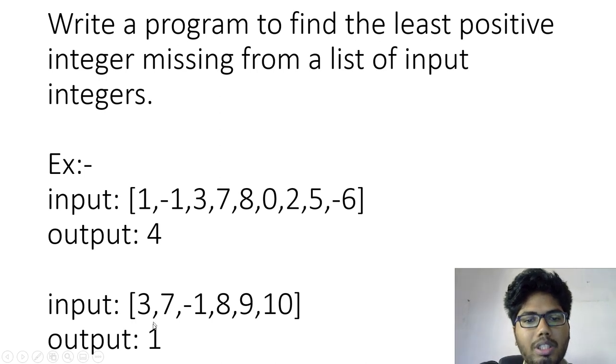So 2 is missing, 1 is missing, 4 is missing, 5 is missing. So many positive integers are missing, like till infinity. But the least positive number missing here is 1, and here it is 4. Why? Because 1, 2 and 3 are present in this list. Okay, now let's understand how to approach this problem.